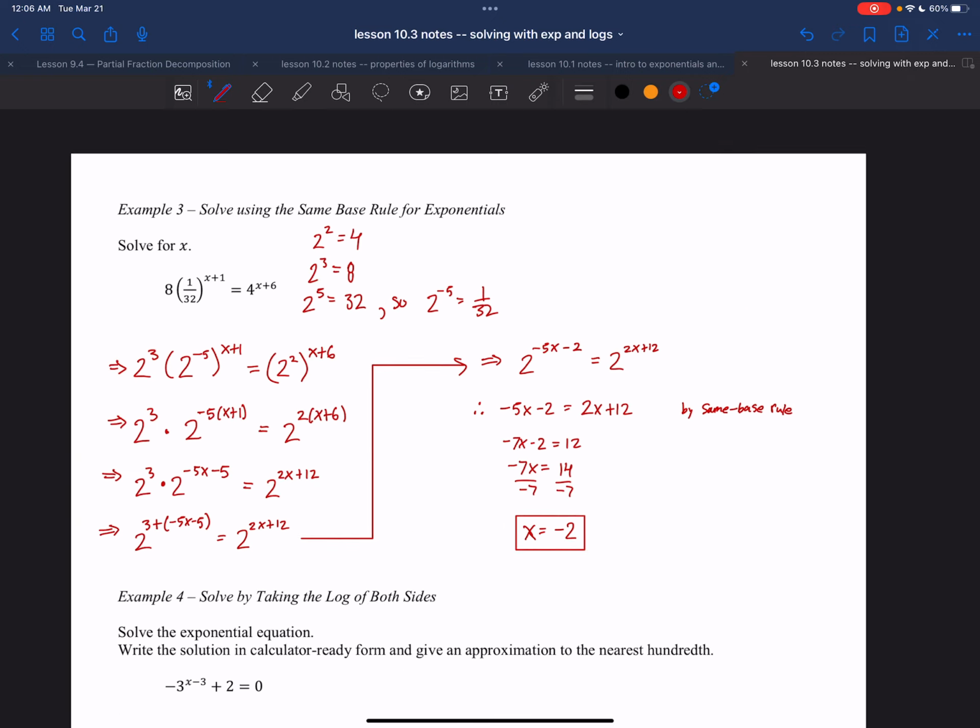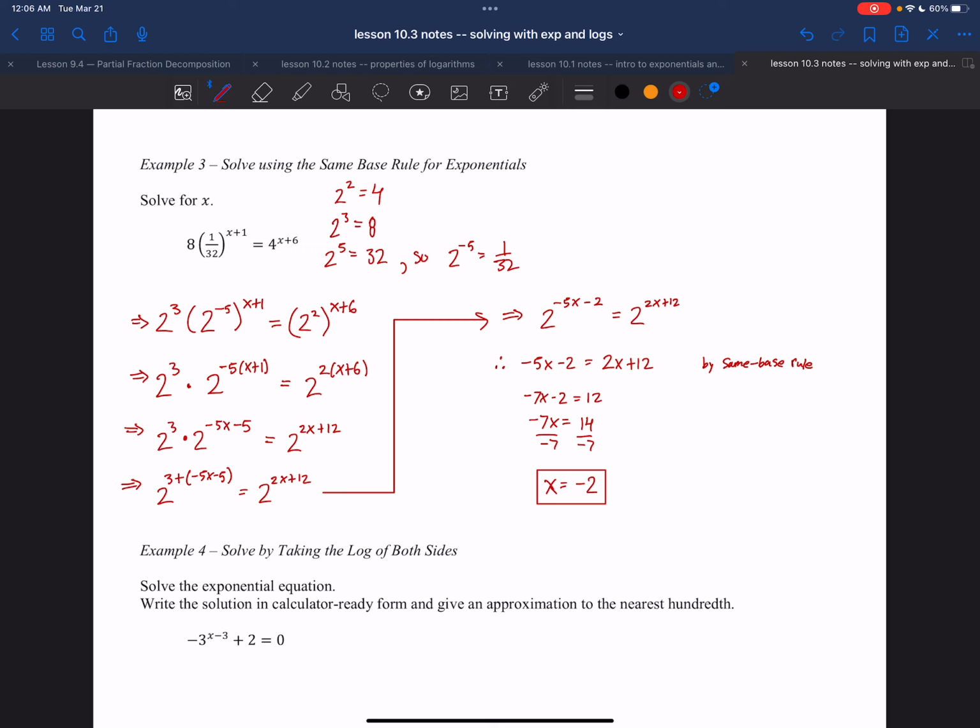Fantastic. X equals negative 2 is our solution. So see, all you had to do was manipulate the base and then use exponent rules to solve for x. There were no logarithms involved here, right? No logarithms whatsoever. You just use the fact that these happen to be able to be expressed with the same base. If they're not the same base, you can't do this.